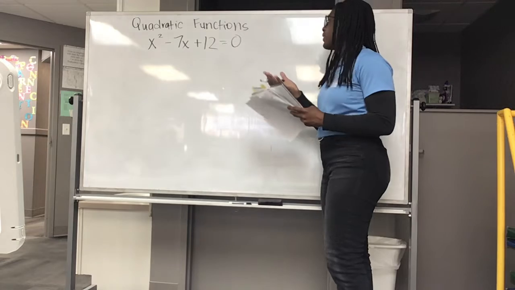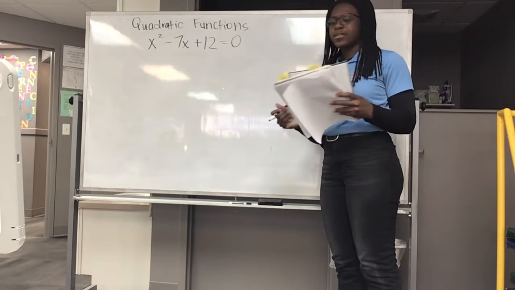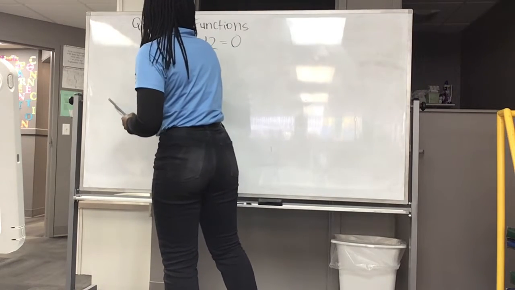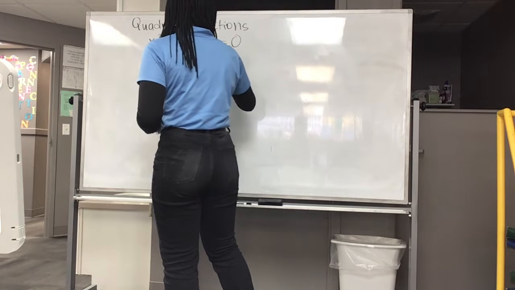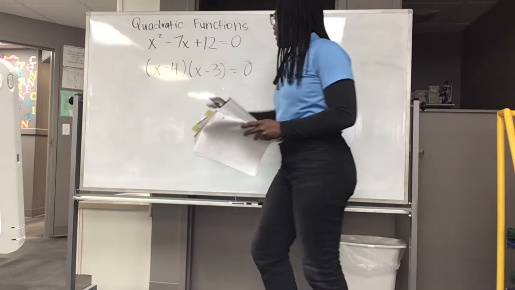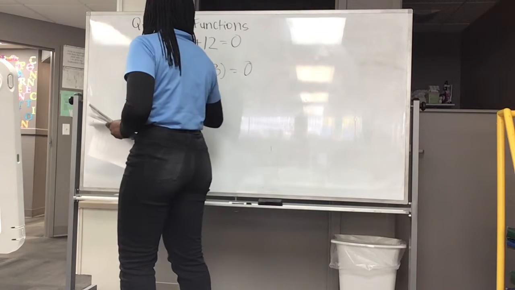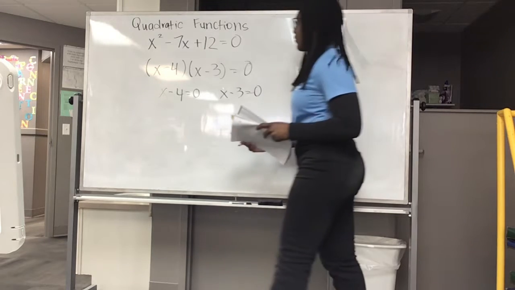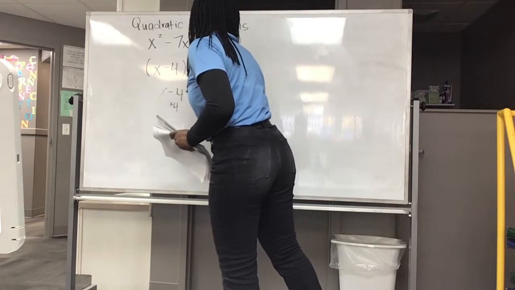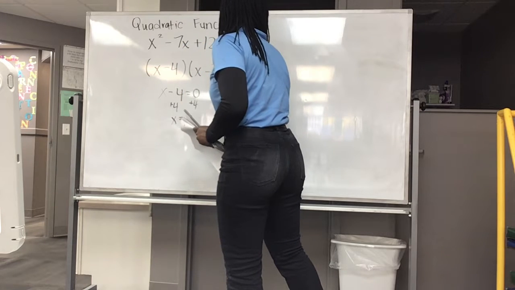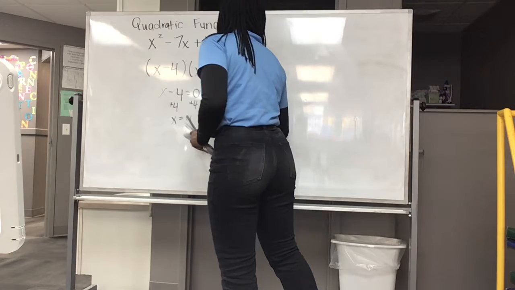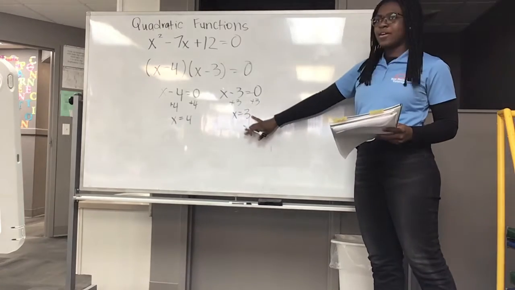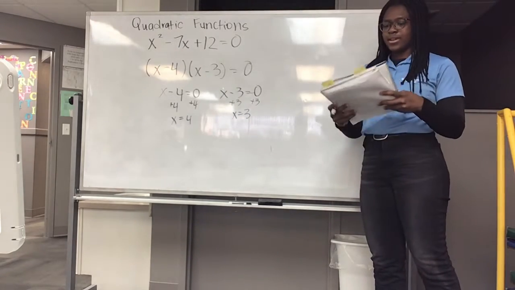In the book, this equation is solved by factoring. It turned from this, if you look all the way at the bottom there, into x minus 4, x minus 3 equals 0. We set each factor equal to 0, so x minus 4 equals 0, and x minus 3 equals 0, and we solved for x. Basically, I'm going to teach you how we got from this to our answers, x equals 4 and x equals 3.